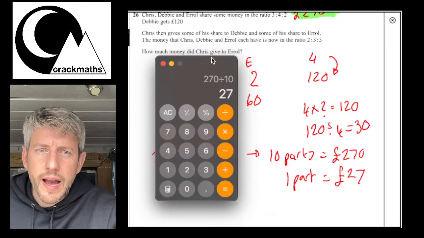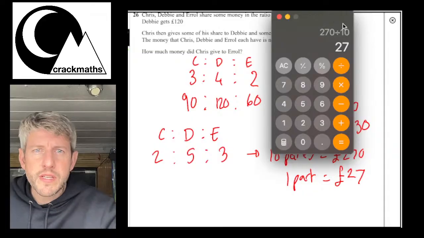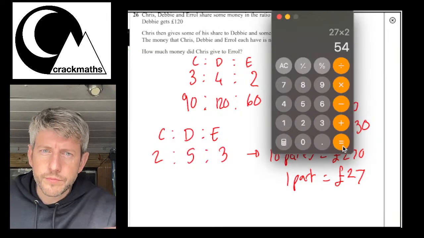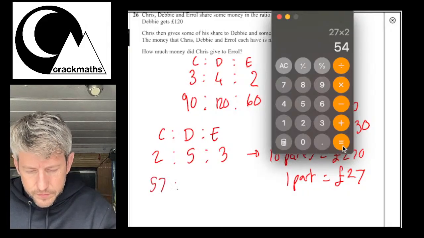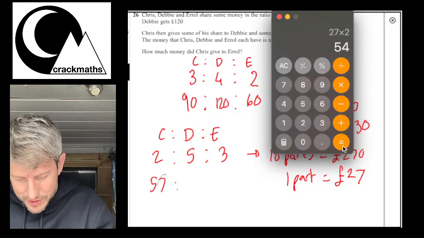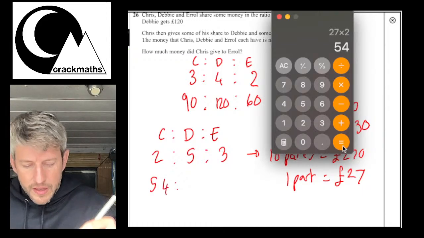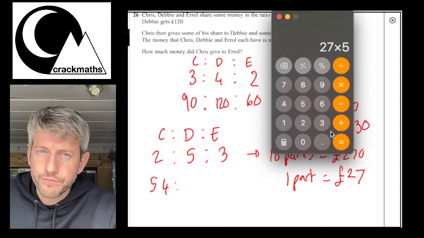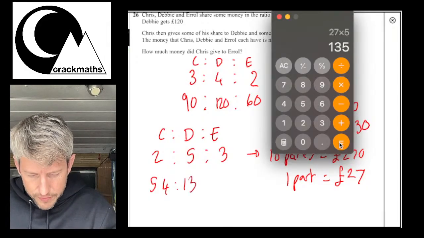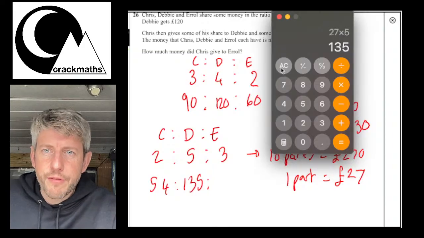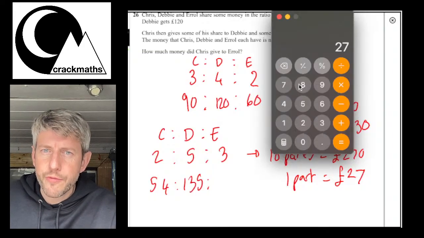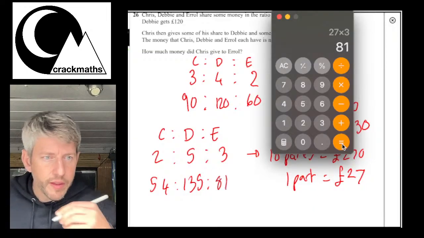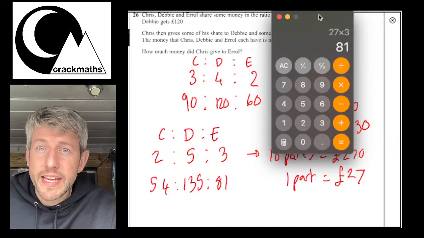And so now I can work out how much money each of them gets. Chris gets two lots of that, so times 2. That will be 54. Debbie gets 5 lots of that. So 27 times 5 is 135. And Errol gets 3 lots of that. 27 times 3 is 81. So here we go. Now we've got how much money each person's getting.